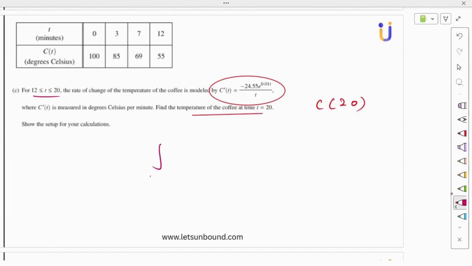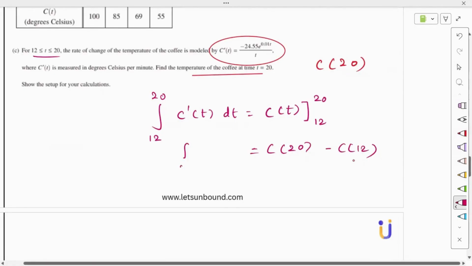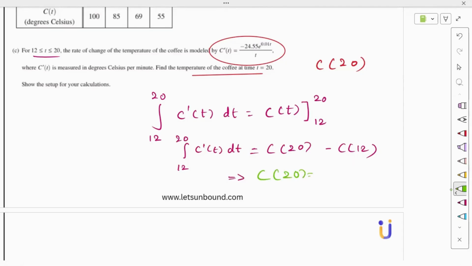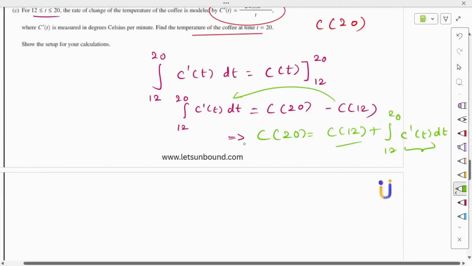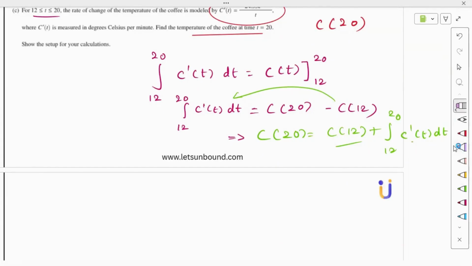So we are solving the integral from 12 to 20 of the rate function, which equals the antiderivative of C'(t), that is C(t), from 12 to 20. Upper limit minus lower limit: C(20) minus C(12). So from this you can get C(20) equals C(12) plus the integral from 12 to 20 of C'(t) dt. C(12), I have it from the table of values, 55. C'(t) I know, and you can integrate this definite integral.